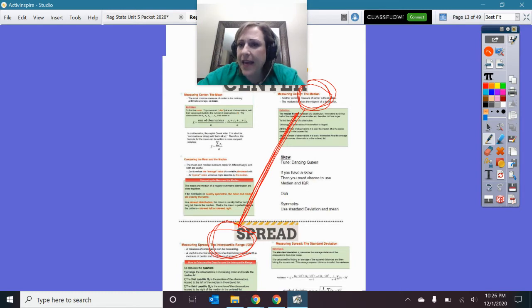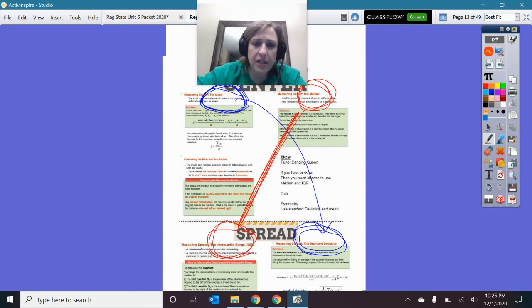And likewise, if we have information about the average, then the spread that should go along with it is that average distance from the mean. So mean should pair nicely with the spread of the standard deviation.